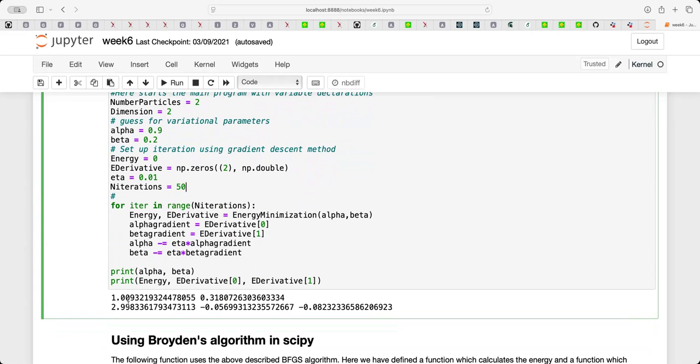And you see the exact value. This is a system which can be solved analytically in 2 dimensions for 2 particles. The exact energy with a frequency equal to 1 is exactly equal to 3.